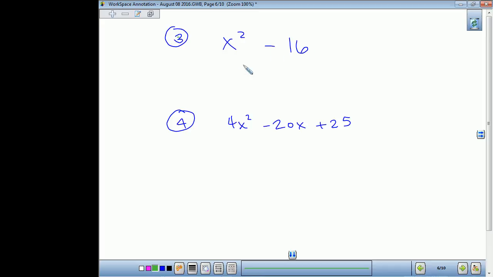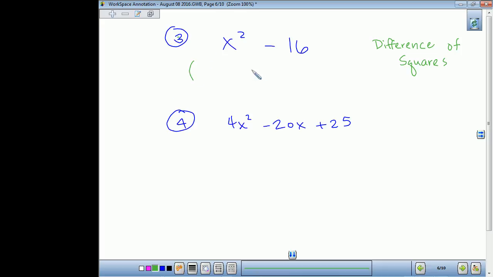All right, now this one's not a trinomial. What do we call it when it only has 2 terms? Binomial, very good. And this is a special binomial because with this binomial, that first term is a perfect square and the last term is a perfect square. Does anybody remember this? A difference of squares. Okay, so this is a difference of squares.